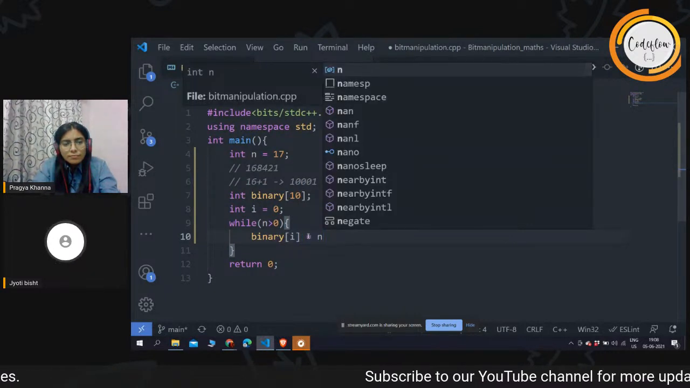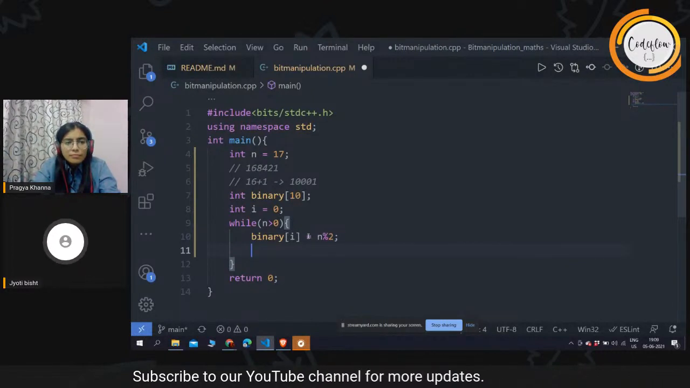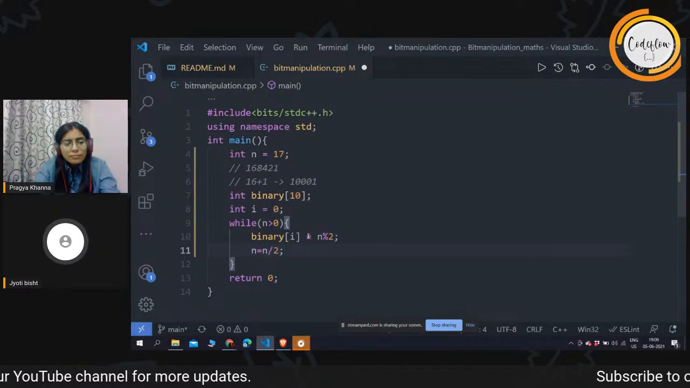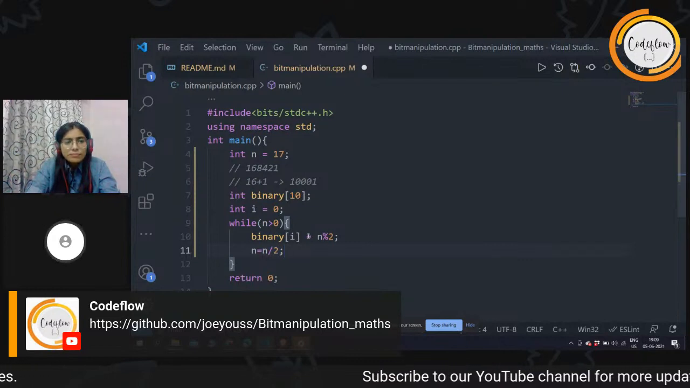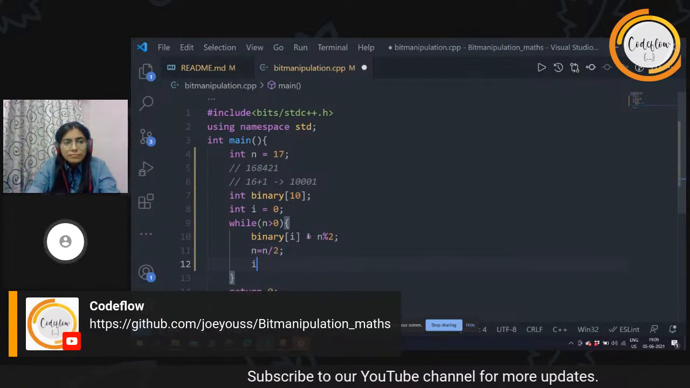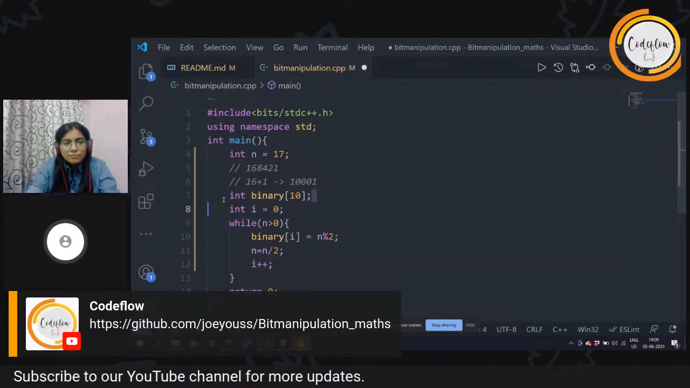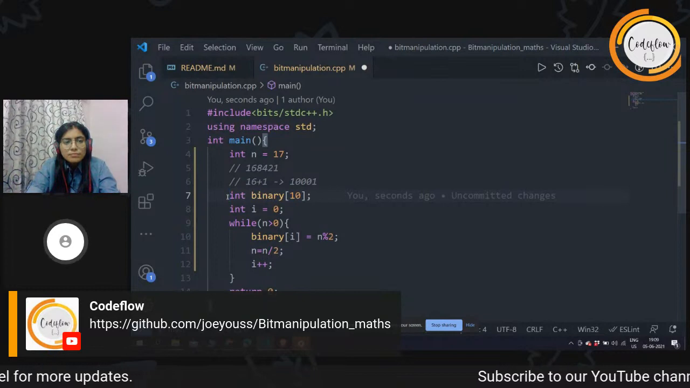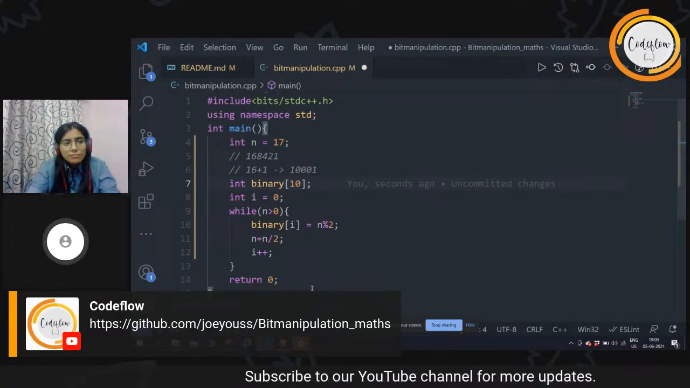So as we know, we store the remainder, right? We are storing the remainder of n divided by 2, and then we are dividing n by 2. This is how we do it on pen and paper, right? This is just a simple translation from pen and paper to the code. And then I'll just do i plus plus. Now we have this binary array which has the number stored. This is nothing rocket science. I'm just starting with the very basics to give you an idea.